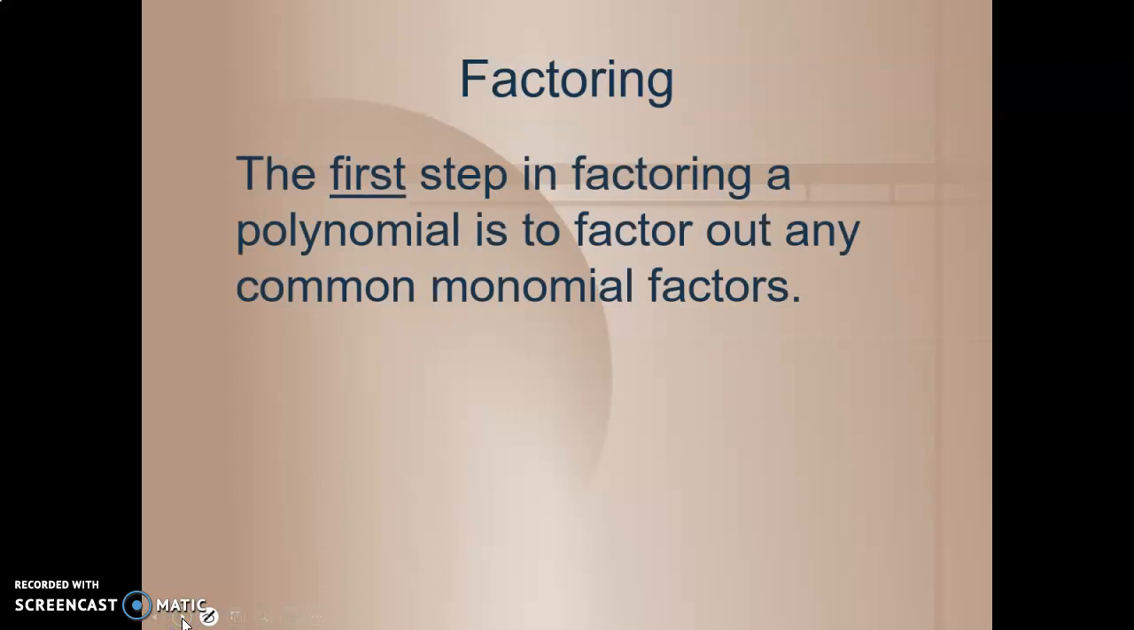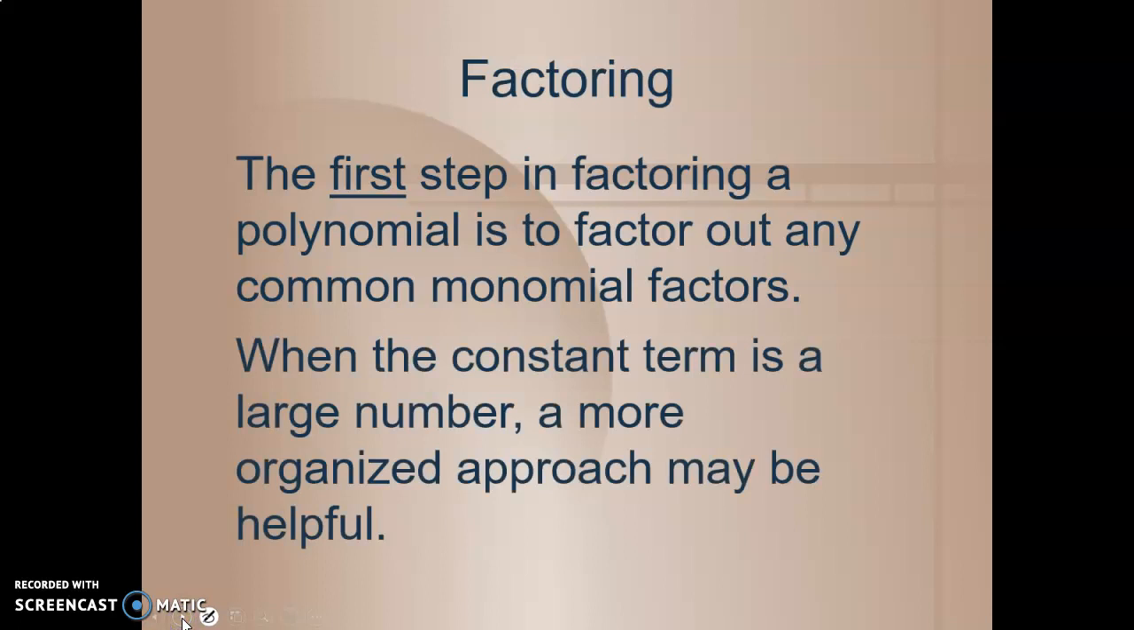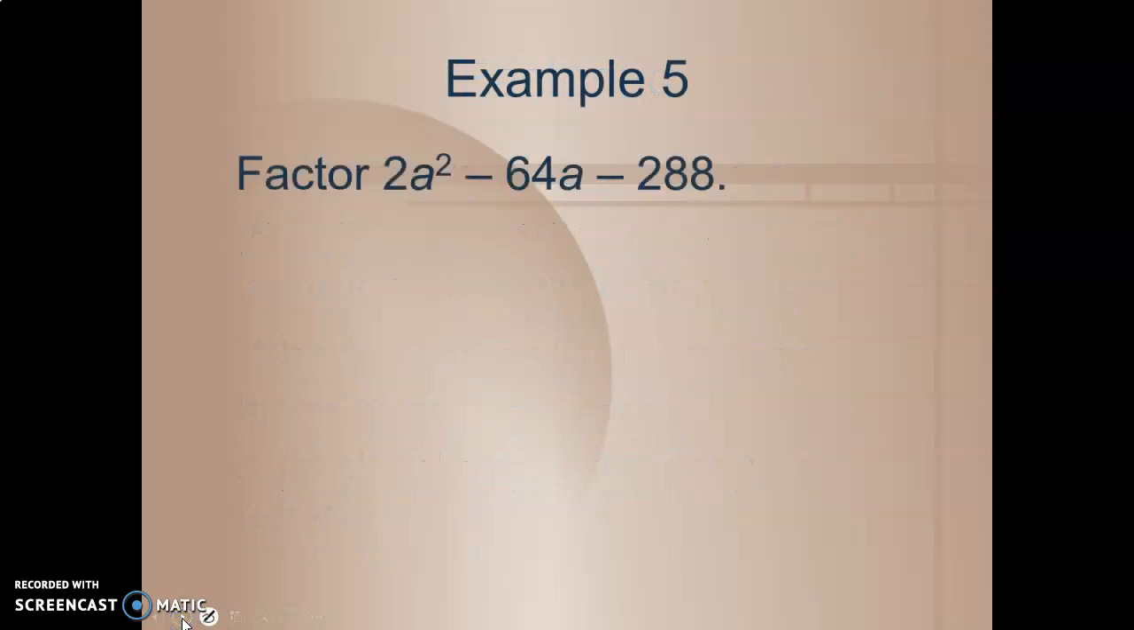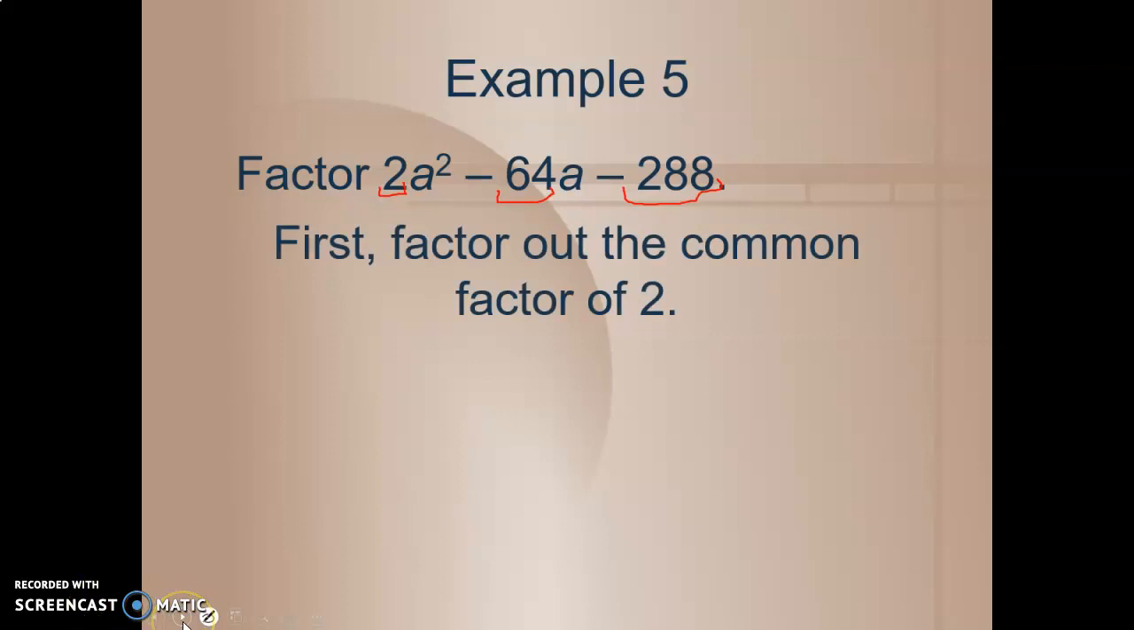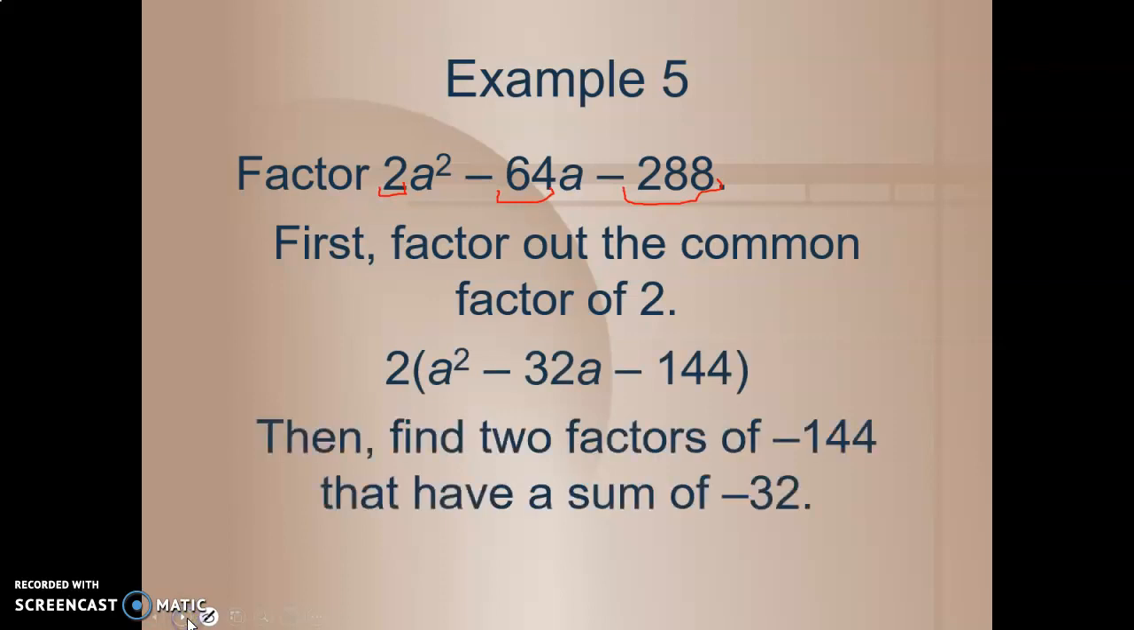The first step in factoring a polynomial is to factor out any common monomial factors. When the constant term is a large number, a more organized approach may be helpful. Let's take a look at this example: 2a squared minus 64a minus 288. Now, we can't just split our first term like we've been doing. We can see that each of these has a 2 that can be factored out. So the first thing that we want to do is factor a 2 out of our quadratic or polynomial. When we factor out a 2, we're left with a squared minus 32a minus 144.